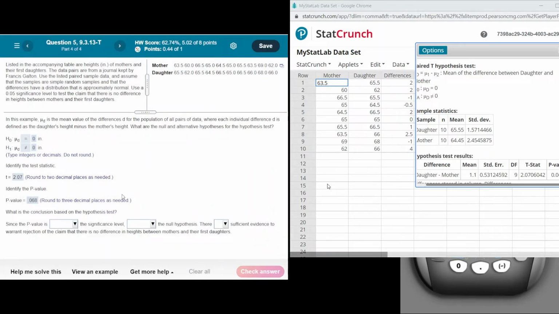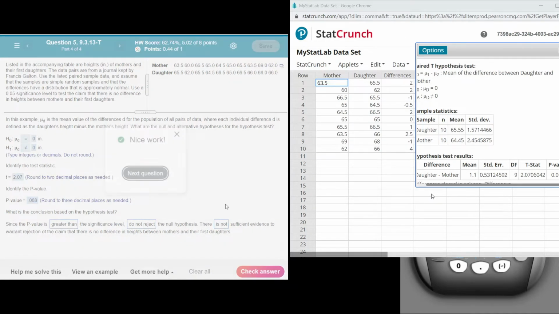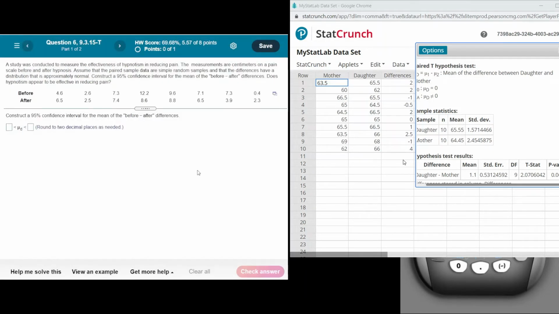Very good. Okay, so our p-value is 0.068. Where's our significance level? There it is, 0.05. 0.068 is greater than 0.05, so this is a fail to reject. So it's greater than the significance level. We're going to fail to reject that null, and there is not enough evidence. All right, nice work. That's it? Oh, come on. No, they're no fun. Okay.